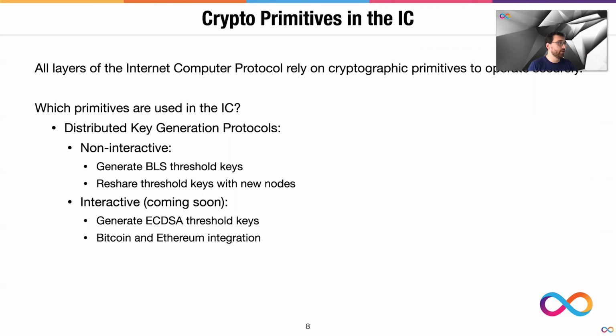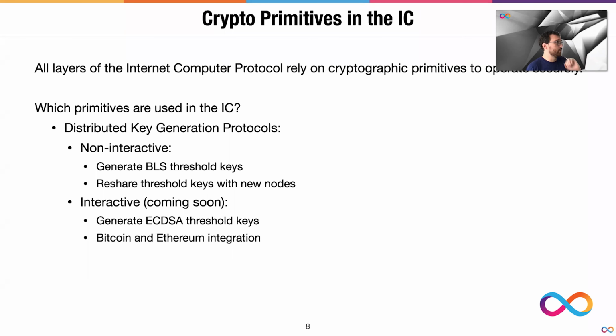Also for the Bitcoin and Ethereum integration, we will need a dedicated distributed key generation protocol. The scheme that we are using for certification is not compatible with the signature used over the Bitcoin and Ethereum blockchains, so we will need a new protocol. We are also making slightly different decisions there. The protocol for generating the threshold keys used for certification is non-interactive, which has some benefits that are quite useful inside the Internet Computer. But for the ECDSA threshold signature, we are opting for an interactive protocol, which will also enable generating signatures a bit more efficiently.